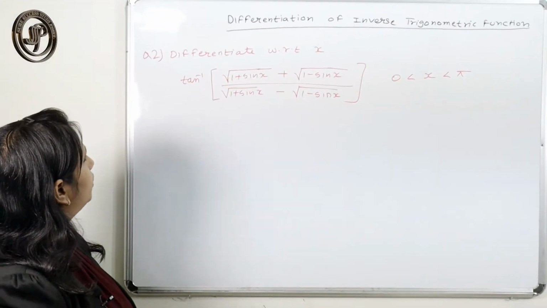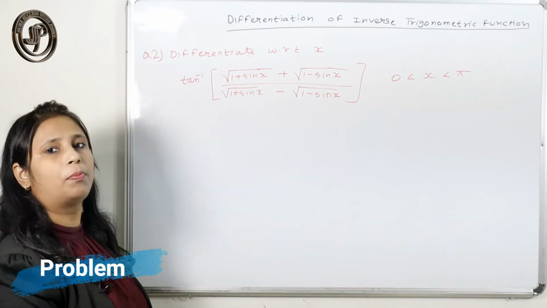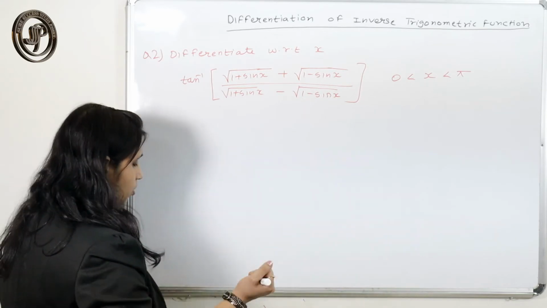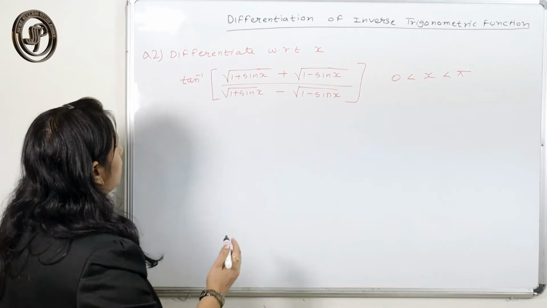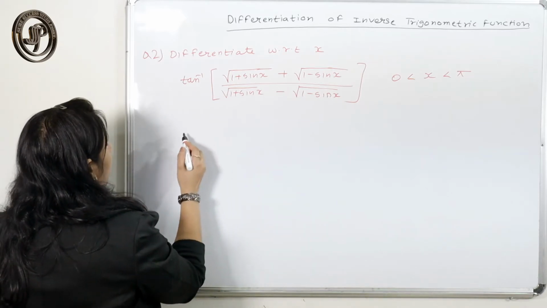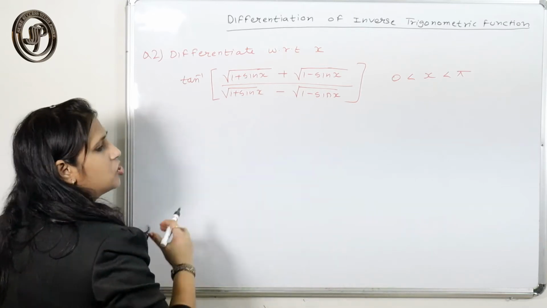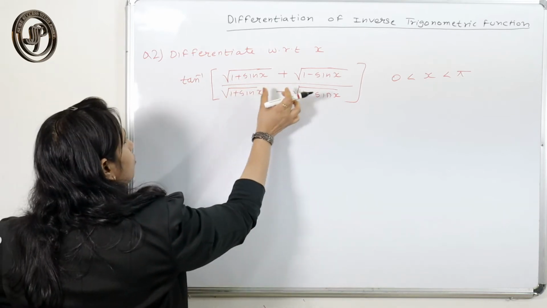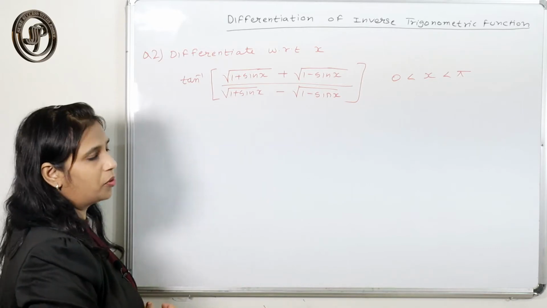Here is the next question, you have to differentiate and your range is given 0 to pi. In this question, what mistake do students generally make? If I can't differentiate it directly using the chain rule, the question becomes too lengthy. Definitely I have to substitute the trigonometric formulas over here.